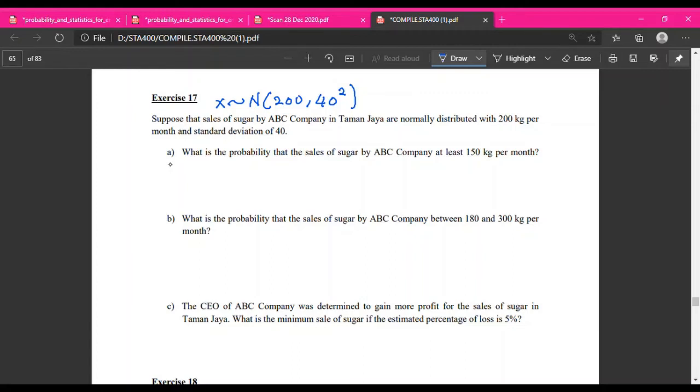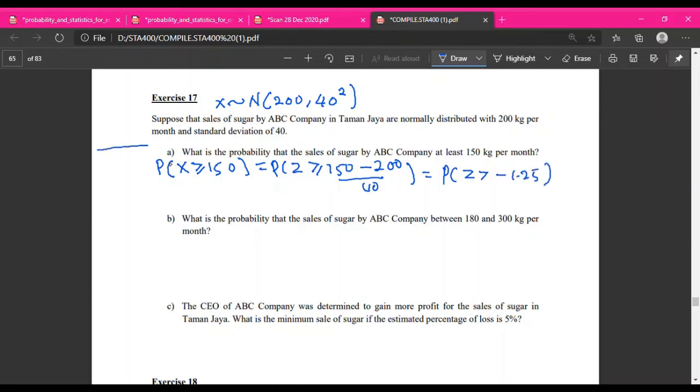Soalannya, what is the probability that the sales of the sugar, which is X, is at least 150 kg per month? So at least paling sikit 150. So it will be more than or equal to 150. So macam biasa, kena tukar dulu kepada Z. So it will be minus dengan 200 divide dengan 40. So it will be Z more than negative 1.25.